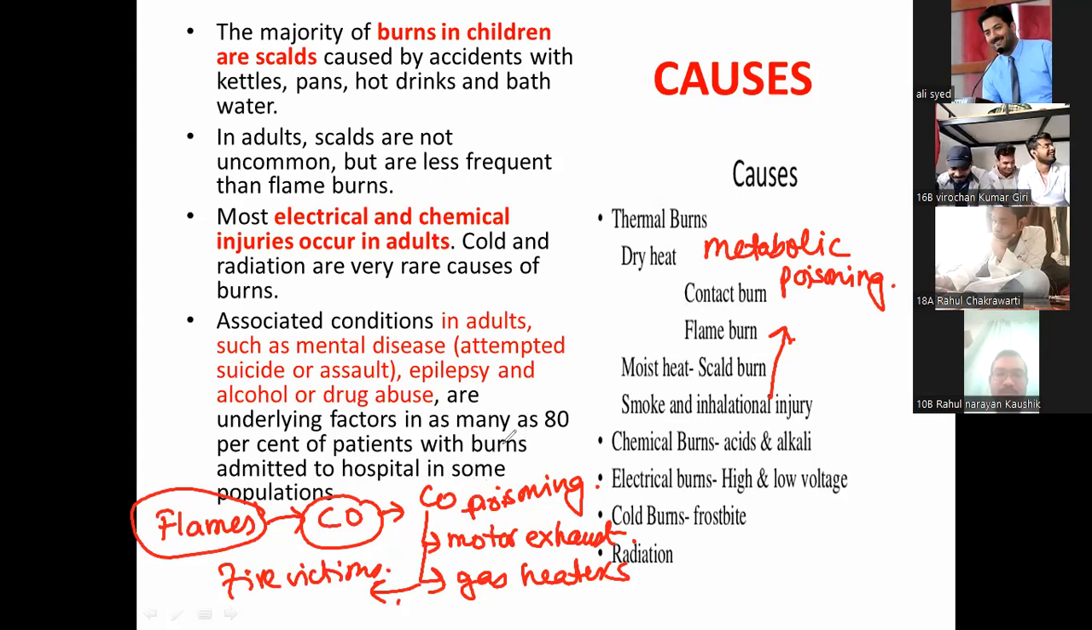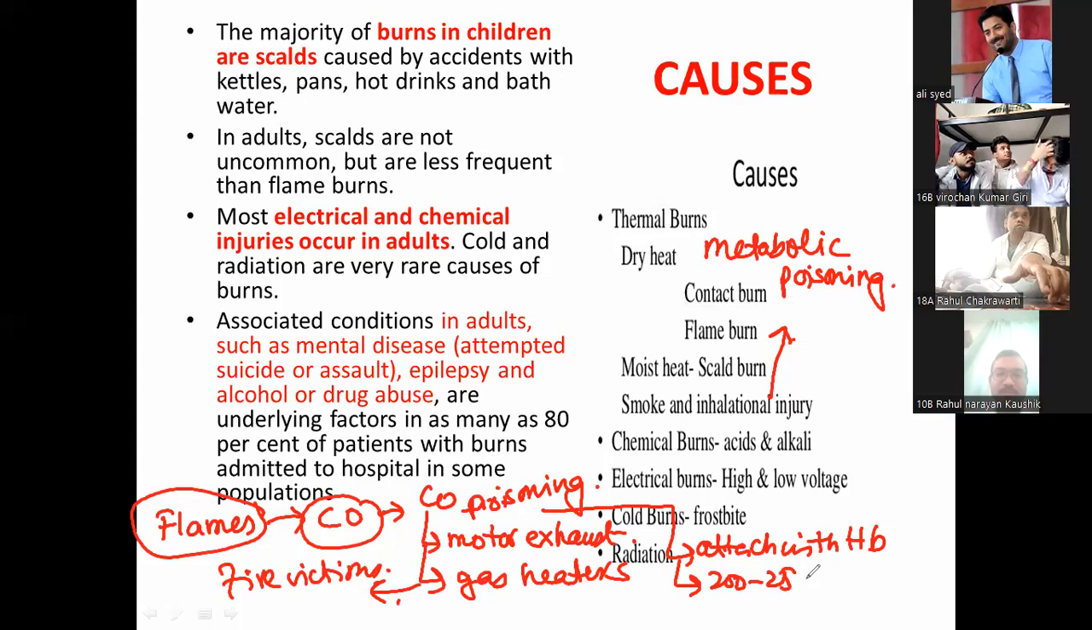So what is carbon monoxide going to do now? Carbon monoxide is going to bind with your hemoglobin, and it has 200 to 250 times more affinity for hemoglobin as compared to oxygen. So it is going to form carboxyhemoglobin.